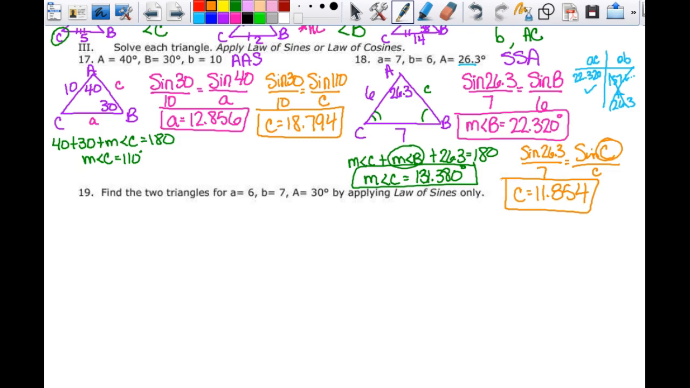All right, so this one says, find the two triangles for this information applying law of sines only. So this kind of gives it away that you're going to get two answers. Remember, on the test, you're not necessarily going to be told that.